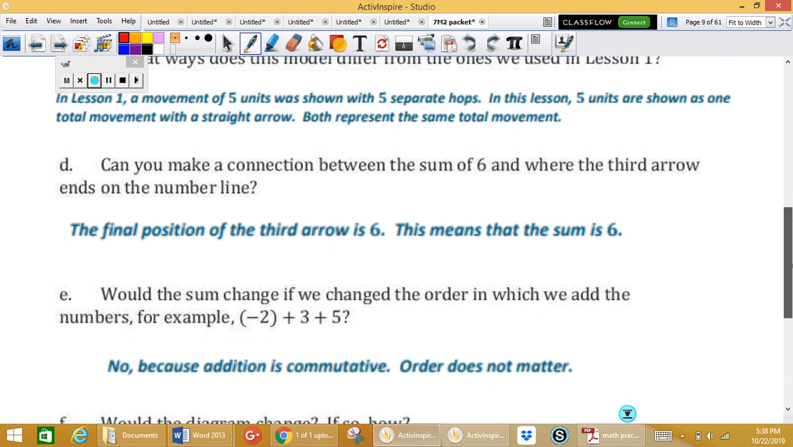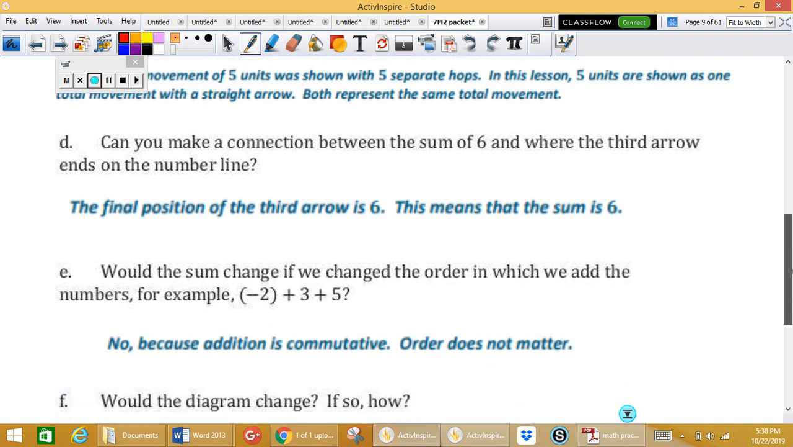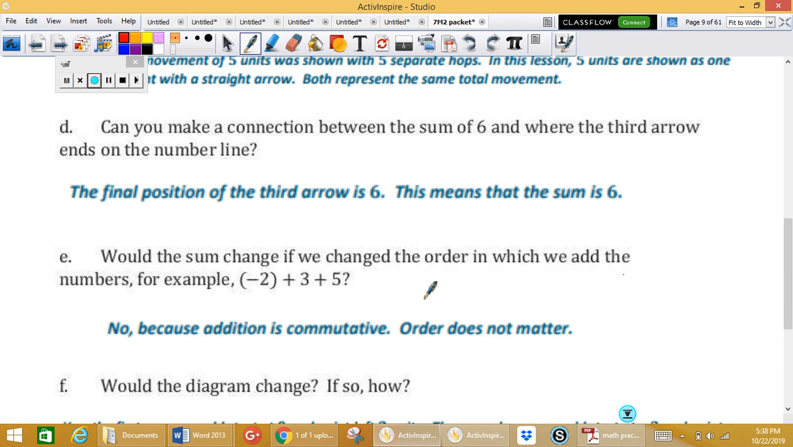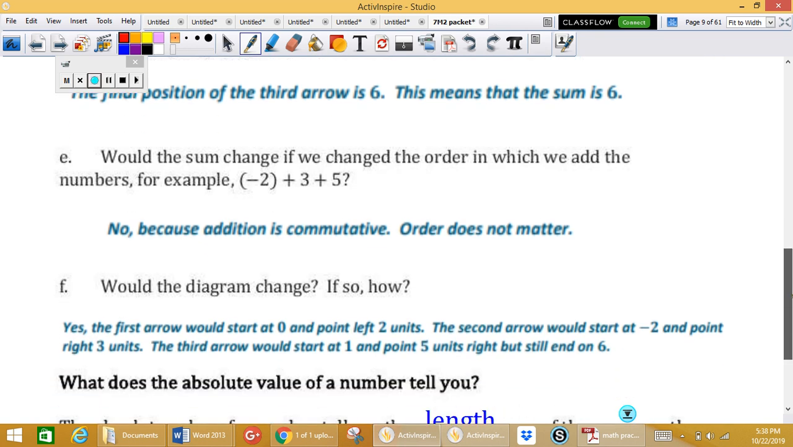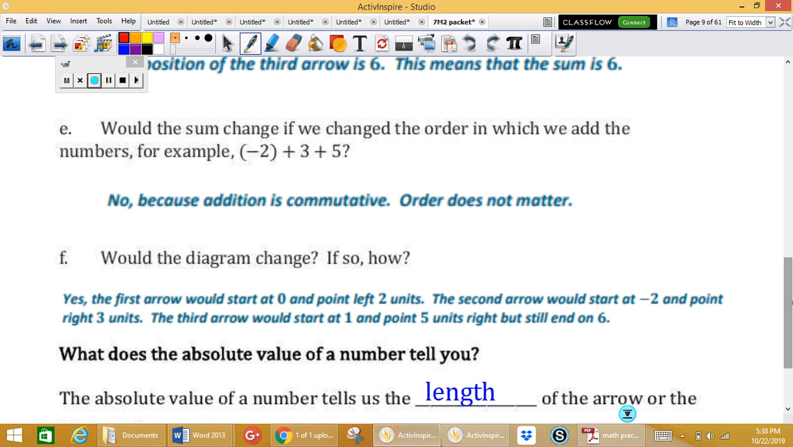Would the sum change if we change the order in which we add the numbers? For example, negative 2 plus 3 plus 5. No, because addition is commutative. Order does not matter. Would the diagram change? If so, how? Yes, the first arrow would start at 0 and then move and point left 2. The second arrow would start at negative 2 and point right 3 units. The third arrow would start at 1 and then point 5 units to the right and end on 6.